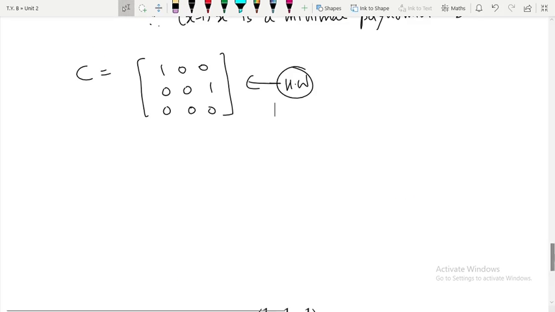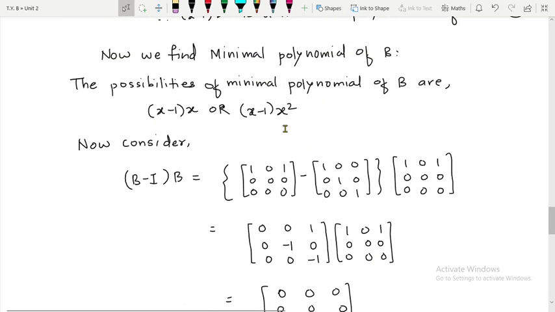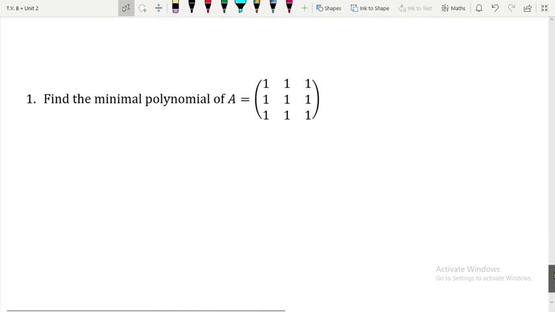You find the characteristic polynomial, and the possibilities of the minimal polynomial will be the same. So first of all you check whether C minus I multiplied by C is 0 or not. If it comes out to be 0, that will be the minimal polynomial. If it comes out to be non-zero, then directly this will be the minimal polynomial. No need of calculating C minus I multiplied by C square. Is that fine? Because this is a characteristic polynomial and we already know that it annihilates the matrix, because we can take the help of the Cayley-Hamilton theorem.